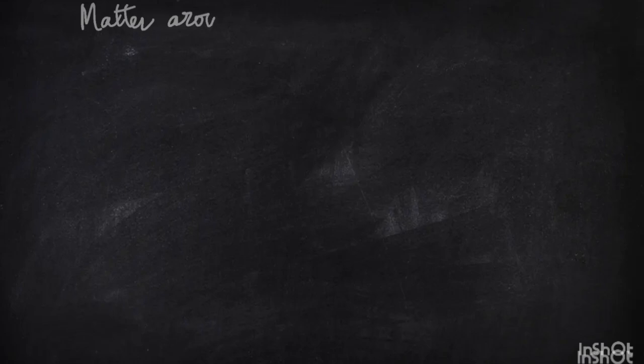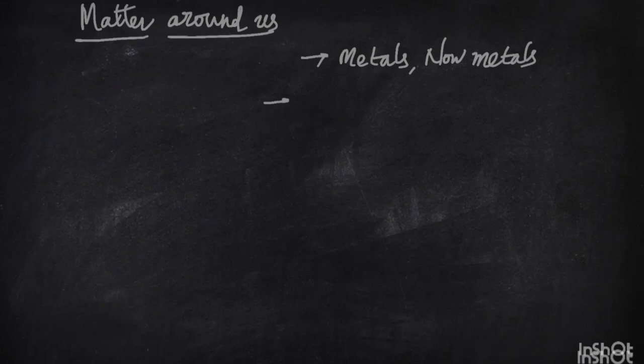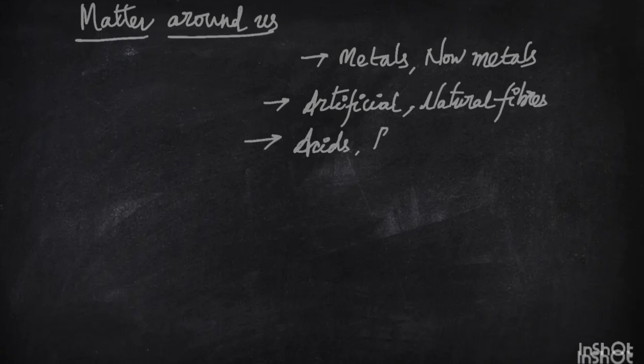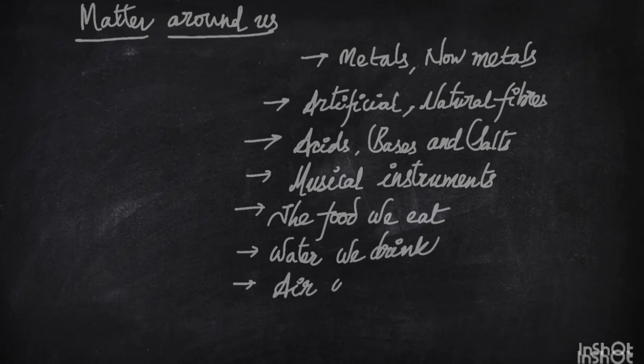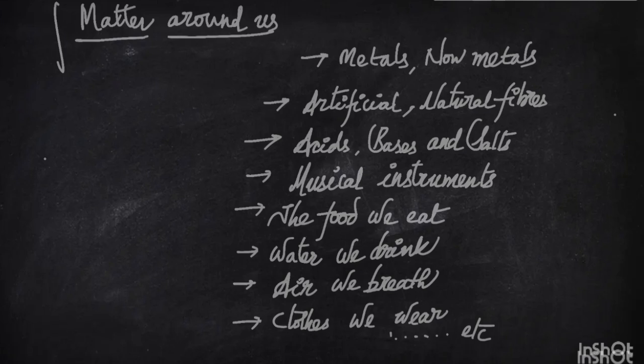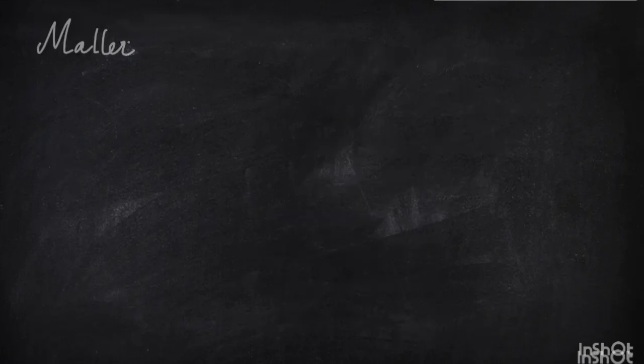Dear students, this is about matter around us. In your previous classes, you learned about metals and non-metals, artificial fibers, I mean to say synthetic fibers, and natural fibers, acids, bases, and salts, musical instruments, the food we eat, water we drink, air we breathe, clothes we wear. All these are called matter. By observing all the things, we can say matter must have mass, should occupy some space.